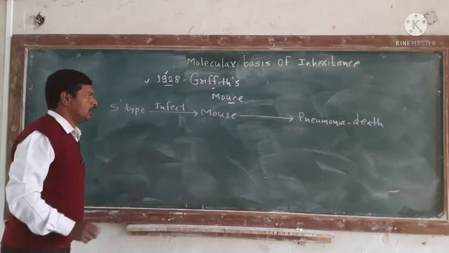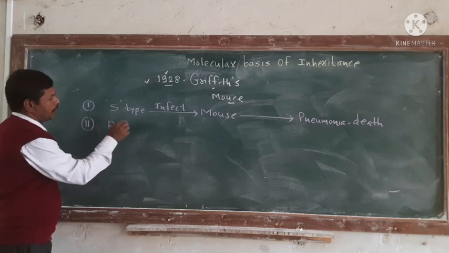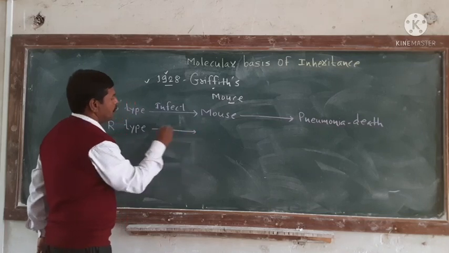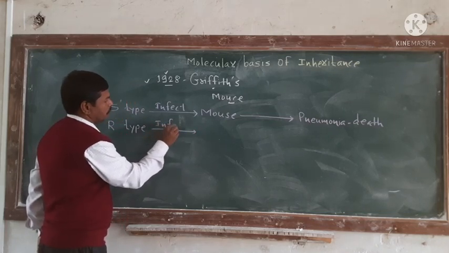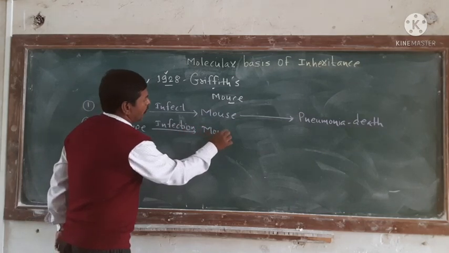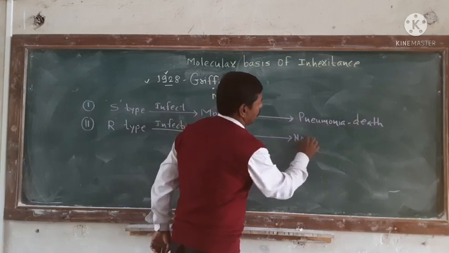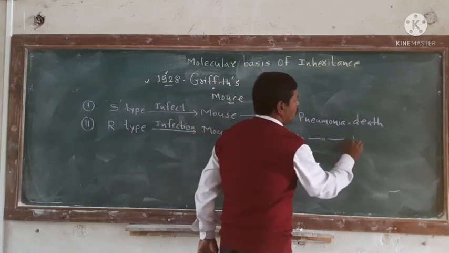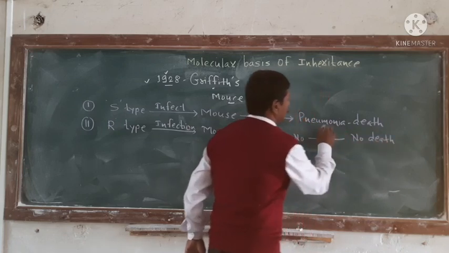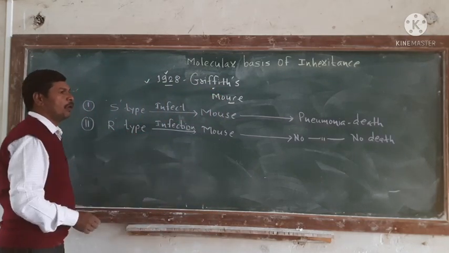Okay, observation. Now the second step, which is performed by the scientist Griffith: R type bacteria or the R strain, again there is an infection to the mice. What happens after the infection? There is no pneumonia, no death. There is no formation of the disease called pneumonia. Again, there is no death of that particular mouse or mice.